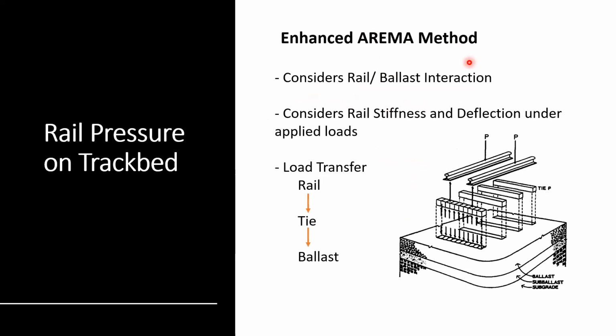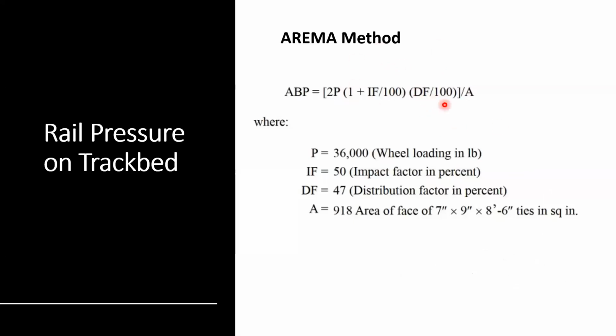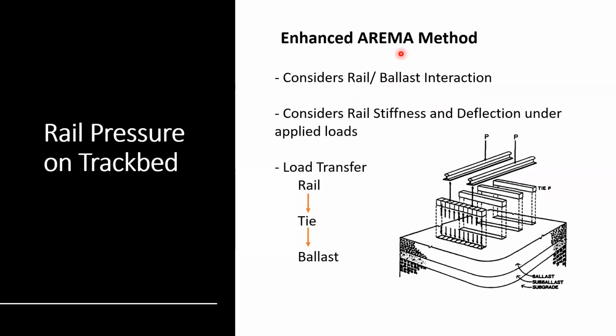And then there is also another enhanced method in the AREMA. In this method, you consider the rail ballast interaction. So this is sort of an advancement to the previous method. If you use this method, the AREMA, you will always realize that it gives you probably 25 to 30% lower pressure on the track bed, because it considers how the parts act together. Remember, you're designing a structure.